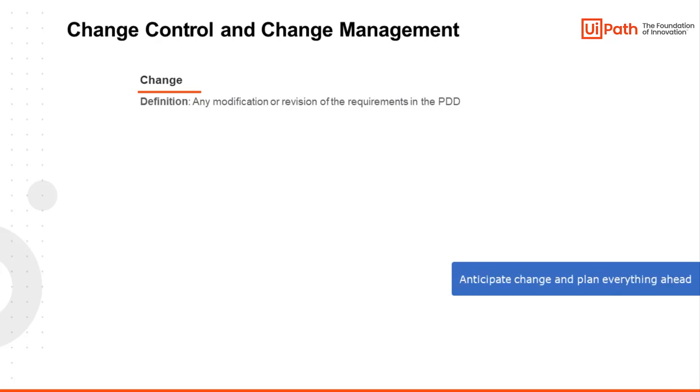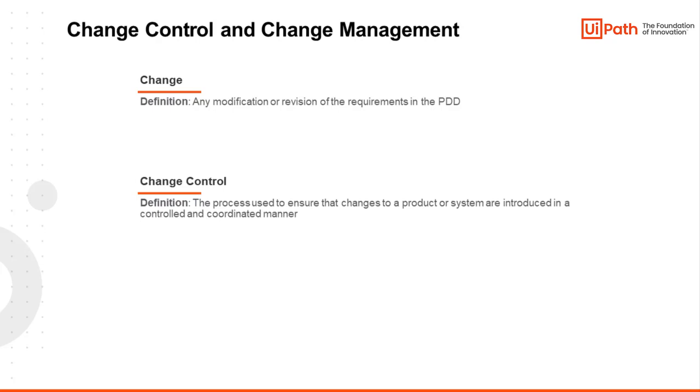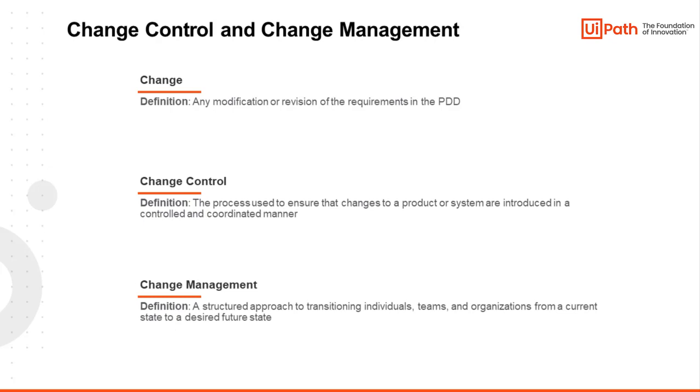The best approach is to anticipate change and plan everything ahead. That is where change control comes in handy. Change control is the process used to ensure that changes to a product or system are introduced in a controlled and coordinated manner. In other words, it refers to preparing, supporting, and successfully adopting changes for projects to be kept on track and moving forward. Change control is part of the change management discipline, which is defined as a structured approach to transitioning individuals, teams, and organizations from a current state to a desired future state.